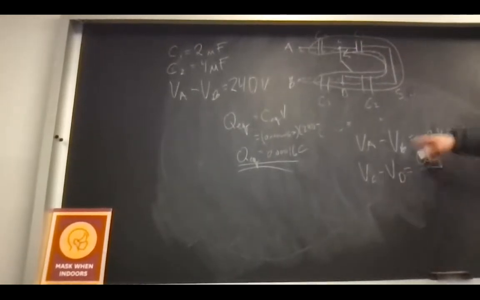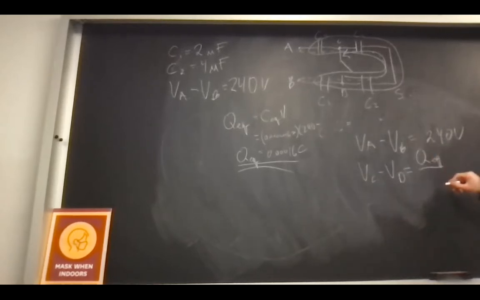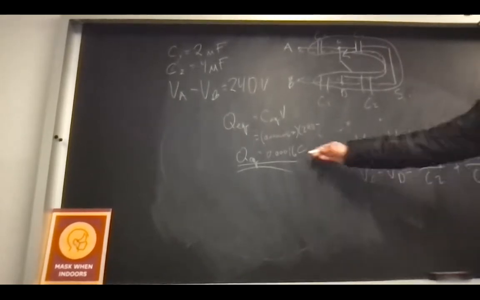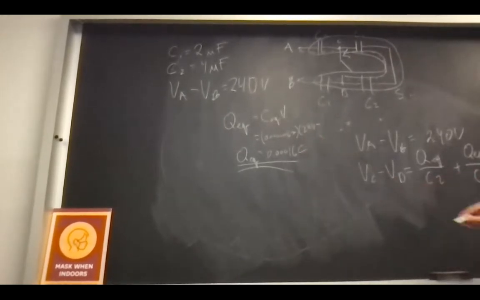Yeah, so capacitors in series have the same charge, so that's why they're both going to be that QEQ. It's going to be QEQ over C2, plus, same guy right here, QEQ over C1. At this point, we have everything we can plug in. We just solve for this over here, and then C2 and C1 are given. This comes out to be 120 volts.